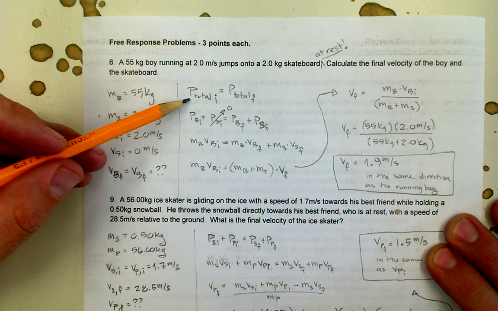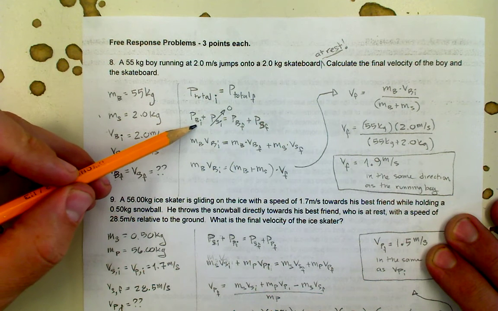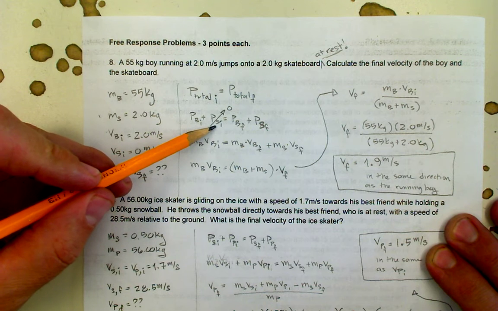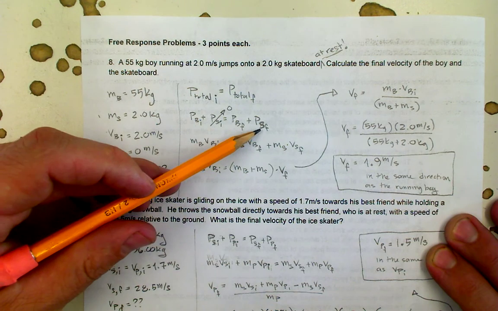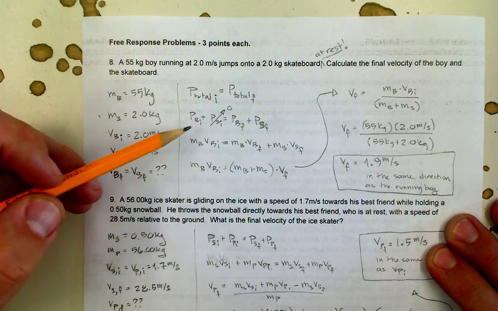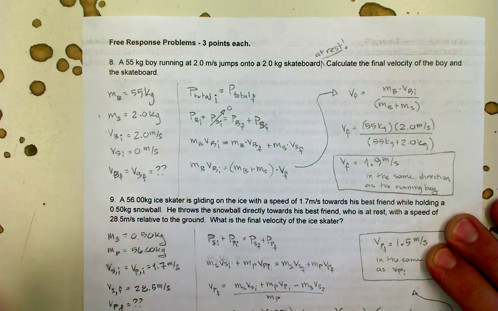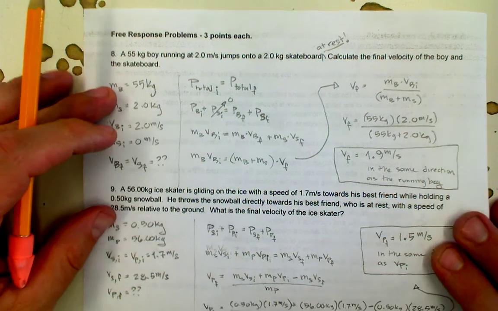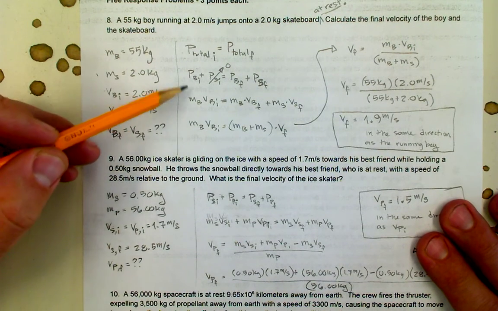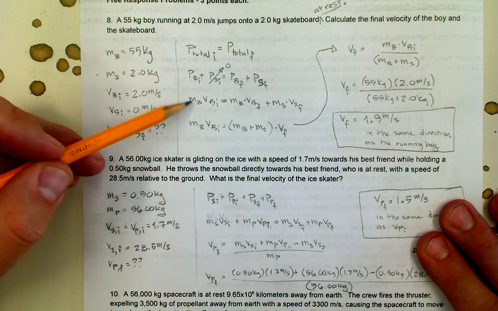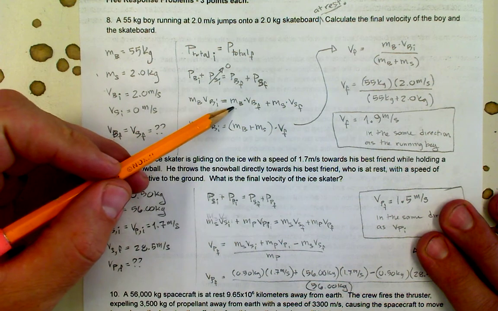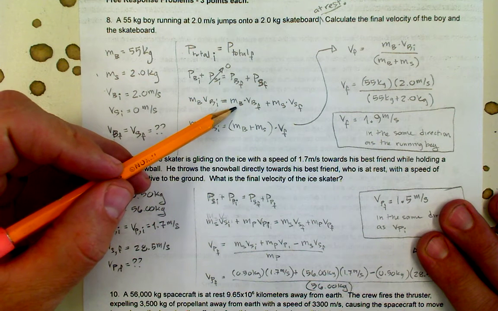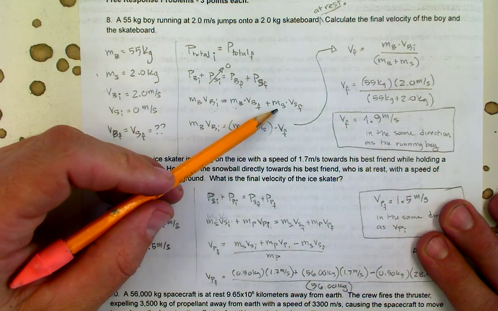What I did was I split my momentums into the initial momentum of the boy and the initial momentum of the skateboard. Add those together, and that equals the final momentum of the boy plus the final momentum of the skateboard. And I've zeroed out my skateboard momentum initially because the skateboard is at rest. So when I expand using the definition of momentum, I get the momentum of the boy initially on the left, and on the right-hand side, the momentum of the boy after he jumps on the skateboard, plus the momentum of the skateboard.